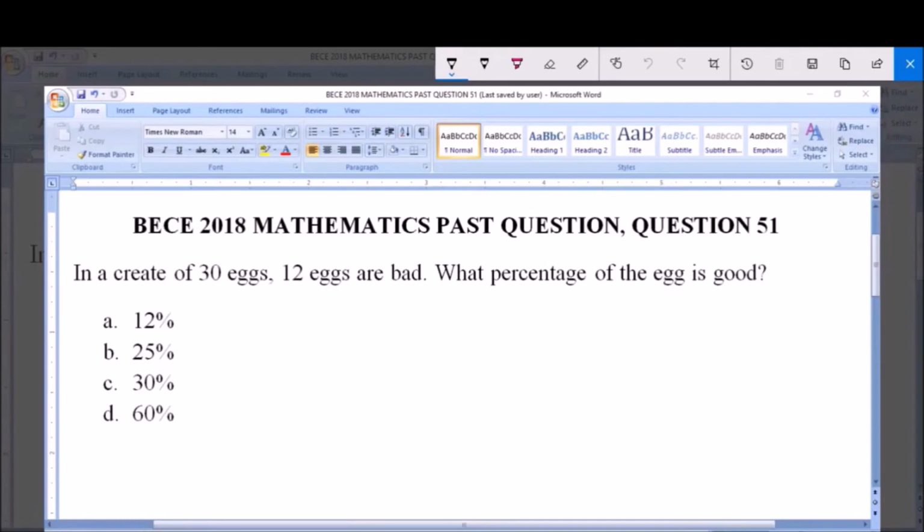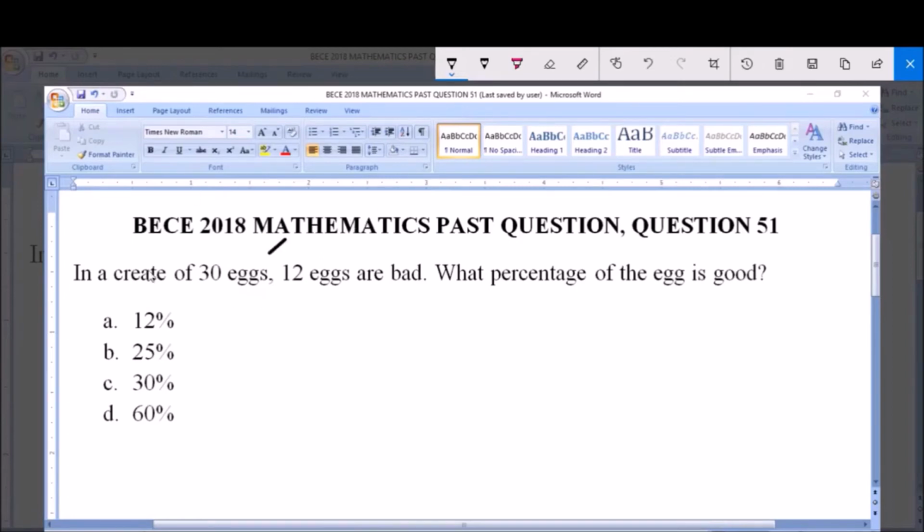Today we're going to be dealing with BECE 2018 Mathematics Past Question, question 51. In a crate of 30 eggs, 12 eggs are bad. What percentage of the eggs is good? A 12%, B 25%, C 30%, and D 60%.